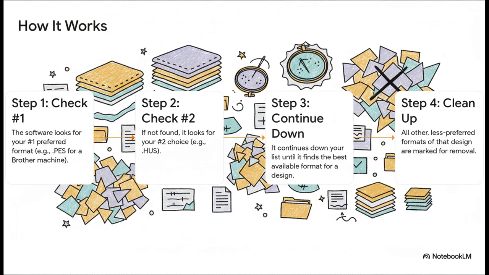Let's say you have a Brother machine, so you put .pes right at the top of your list. The software scans the design, it finds the .pes, it marks the .hus, .jef, and .dst versions for removal. But, and this is the smart part, if a design only exists in the .hus format, it won't delete it. It keeps the best available version based on your ranked list.